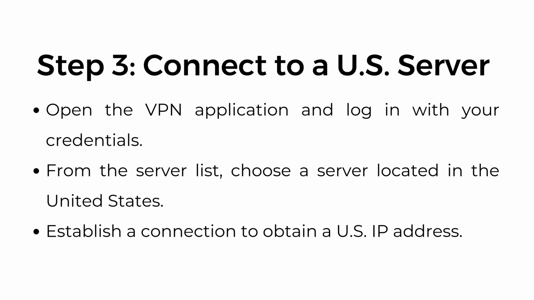Step number 3, connect to a US server. Open the VPN application and log in with your credentials. From the server list, choose a server located in the United States. Establish a connection to obtain a US IP address.